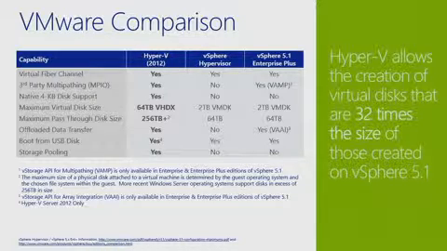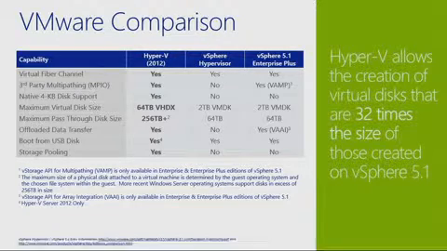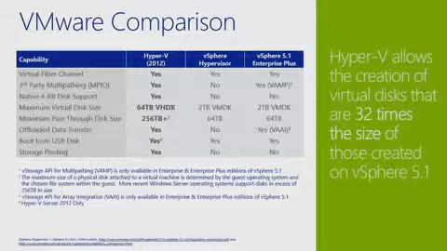So to use those third-party device-specific optimizations. We support 4K disks and bigger virtual disks compared with VMware. Offloaded data transfer is in some of those higher-end SKUs on the vSphere side. It's in every edition of Hyper-V. And all three platforms support boot from USB.